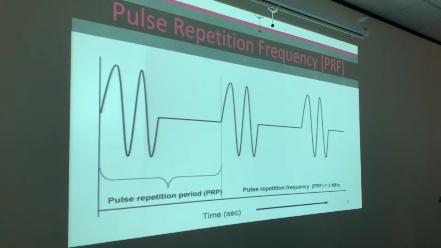Okay? So, again, our PRP is 1 pulse duration and 1 listening time. 1 on time, 1 off time. Remember, that's the time it takes from the beginning of one pulse to the beginning of the next pulse. All right? Our pulse repetition frequency is how many pulses we're sending into the body each second. What's my PRF on here?